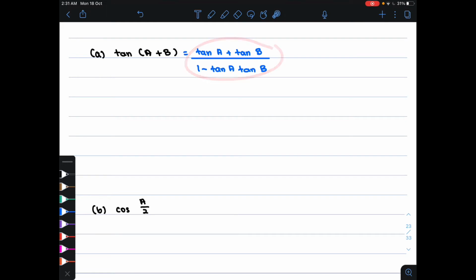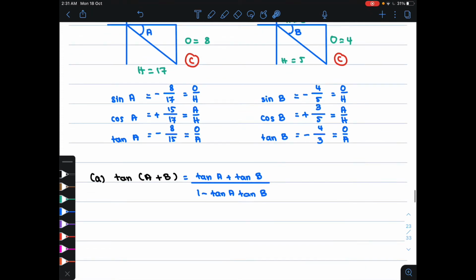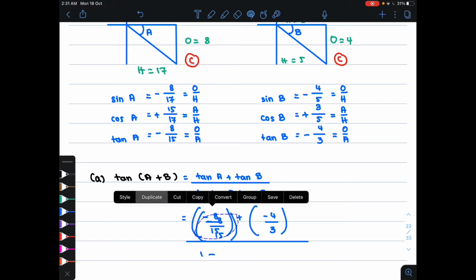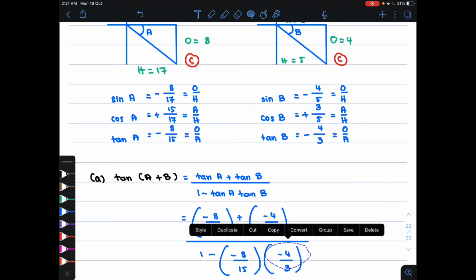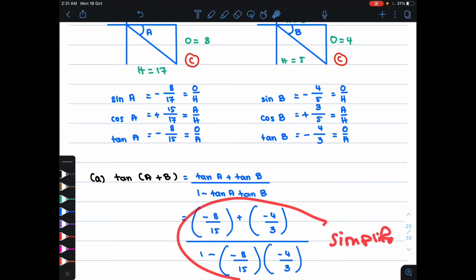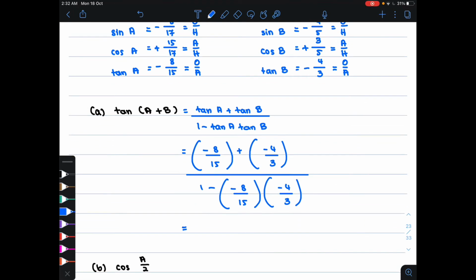This is the compound angle formula for tan A plus B. So we need tan A and tan B. Tan A is negative 8 over 15 and tan B is negative 4 over 3. And the final answer is negative 12 over 11.